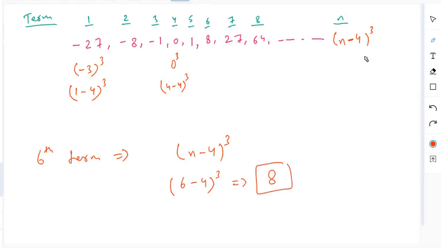And you can confirm that in the sequence here. Sixth term हमारे पास 8 थी वहां पे. That means the formula is correct. n minus 4 whole cube. हमने इसको वेरीफाई भी कर लिया just by inputting one value and confirming कि अच्छा वही आ रही है जो हमारे पास ऊपर सीक्वेंस में आ रहा है. Is that okay? Any issues with this? Any problems with this?